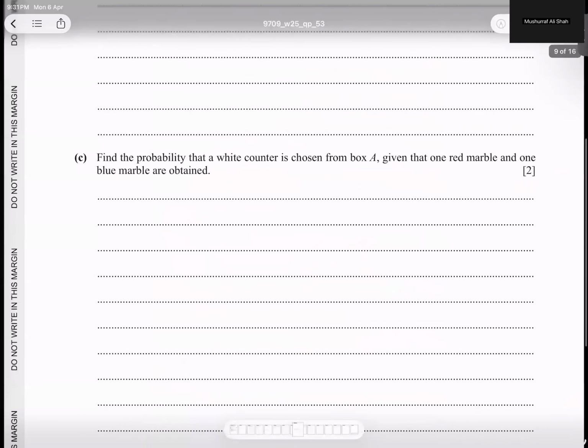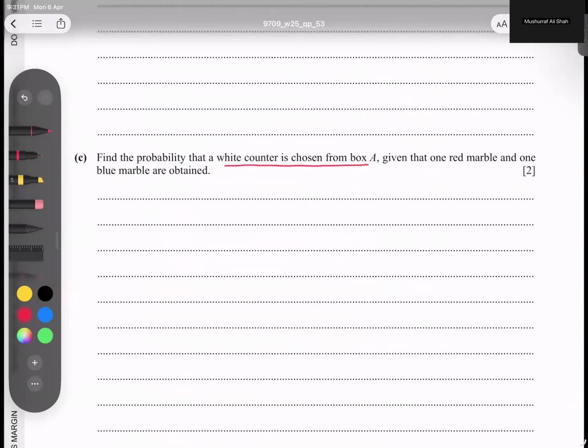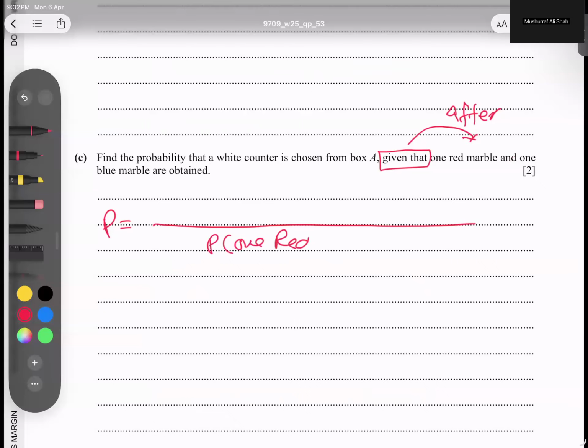He's saying, find the probability that a white counter is chosen from A, given that one red marble and one blue is obtained. Whenever "given that" comes, it's called conditional probability. Whatever statement comes after "given that", we always write in the denominator, students. This answer we already have from the previous page, the probability of one red and one blue, which I'm writing now: 39 over 70.